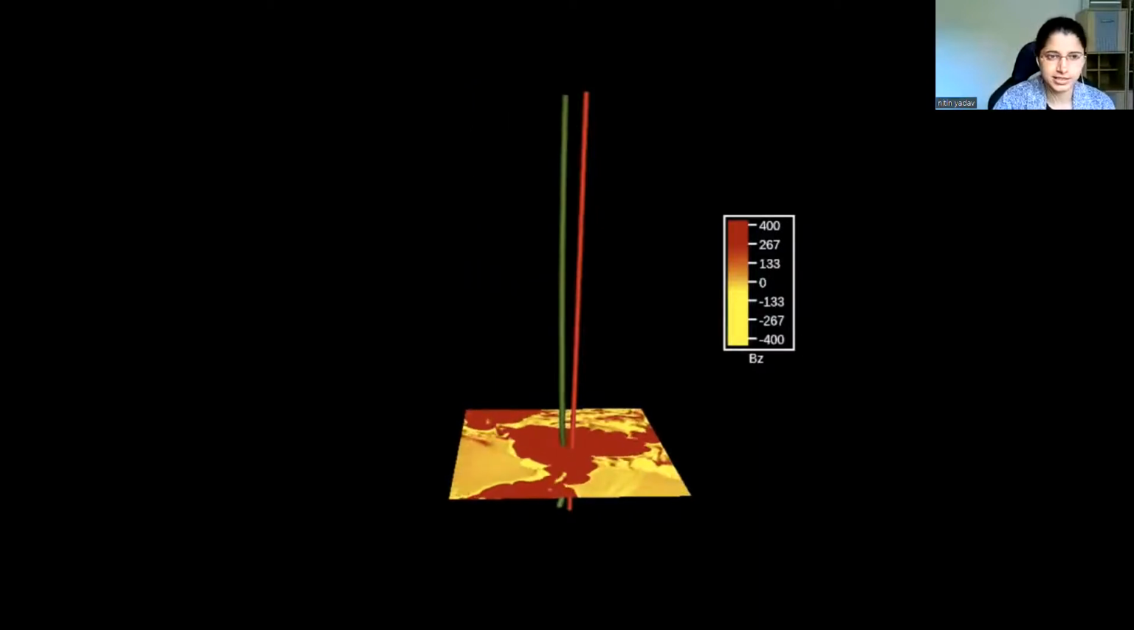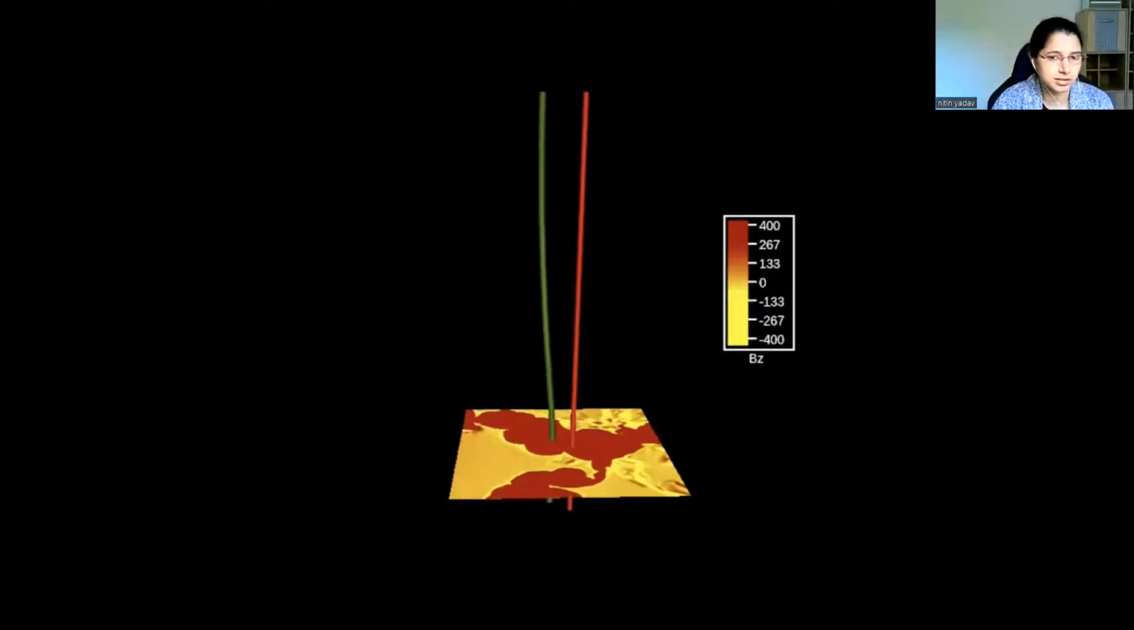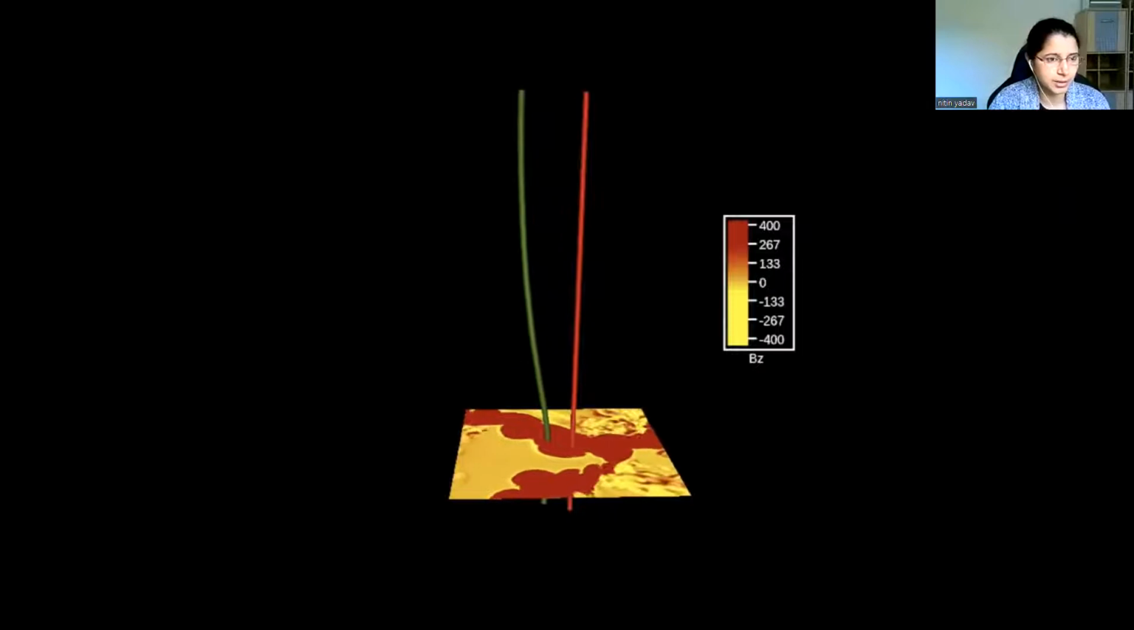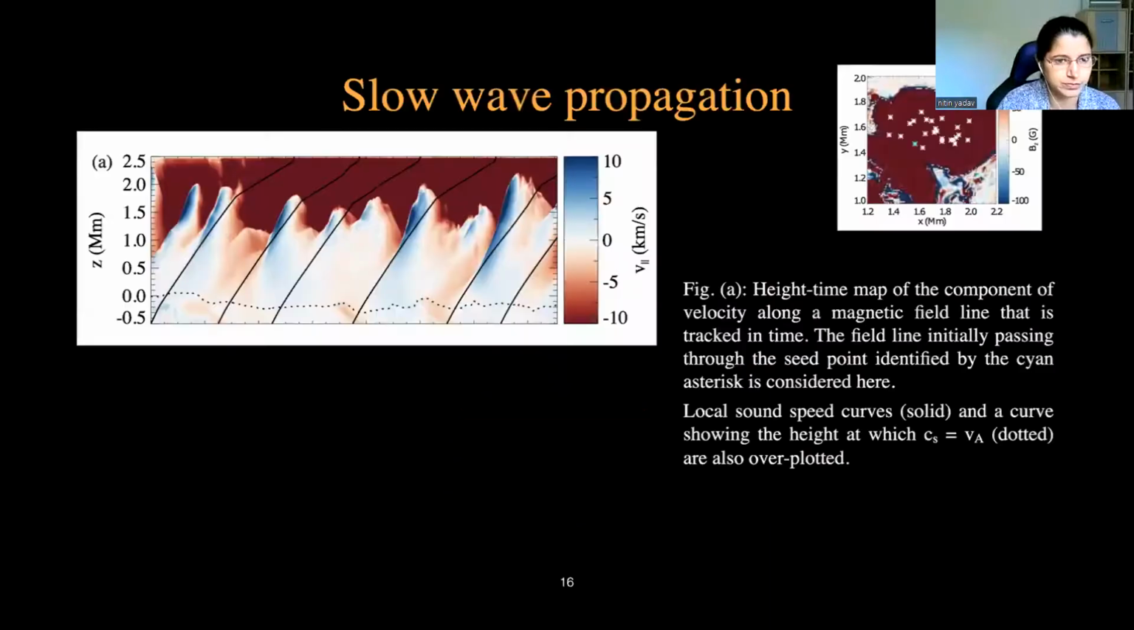It bends when it is at the edge of the magnetic field concentration, or we can say that the magnetic field expands at the edge of the concentration, but it is mostly vertical when it is in the core or in the center of the magnetic field concentration. So after following these individual magnetic field lines for the full time series, we intend to study propagation of slow magnetoacoustic waves along this field line.